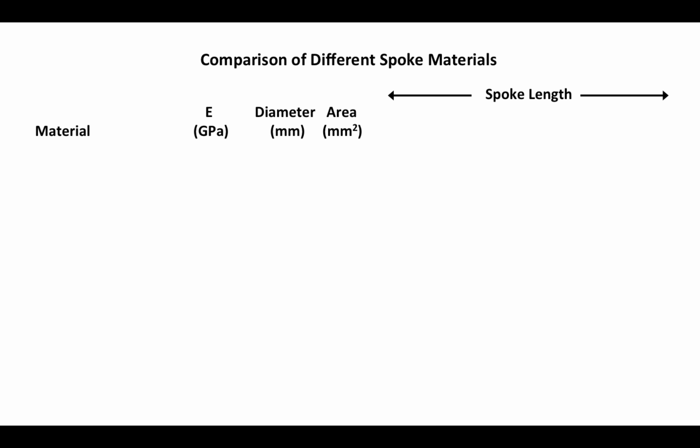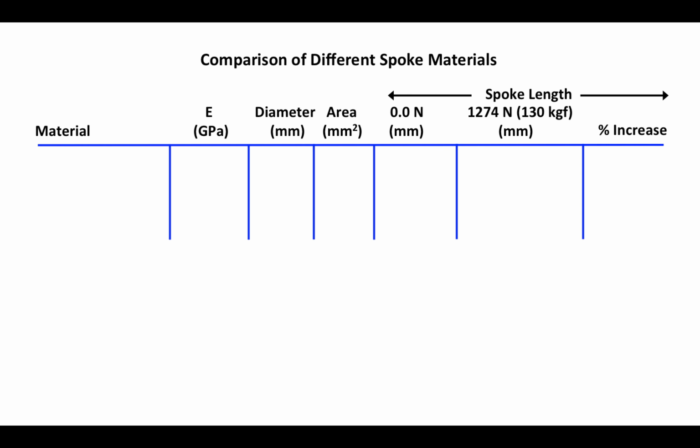Let's make another table and show the comparison here if I use different spoke materials. So we'll show the material, the modulus of elasticity of that material, the diameter, the cross-sectional area, and then see what happens to the spoke length as we go from 0 newtons to that much tension, and what will be the percentage increase in the length of the spoke.